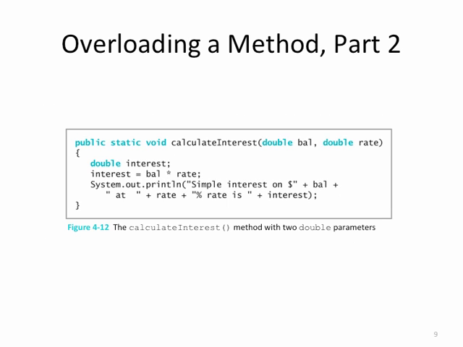Here's an example of overloading a method. If we have a method called calculate interest and we pass 2 double parameters, we could write another method called calculate interest but only have one parameter or have parameters of different types.